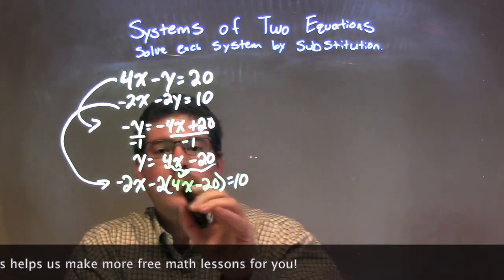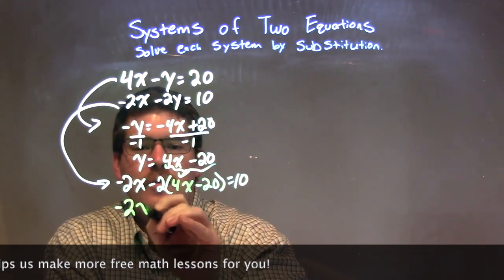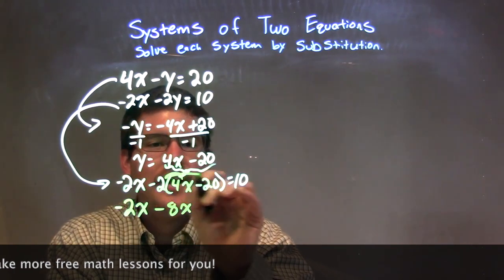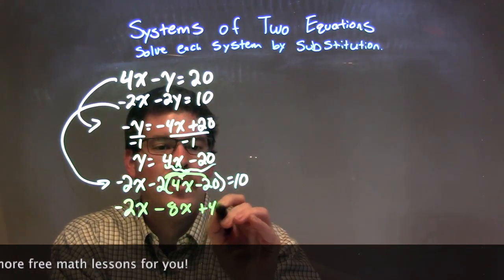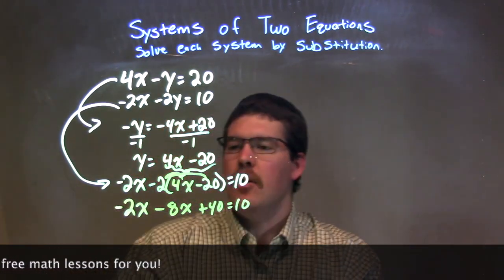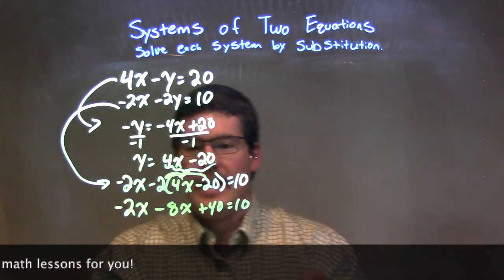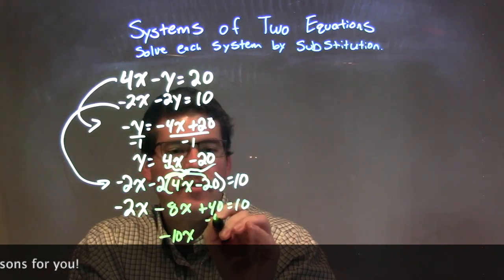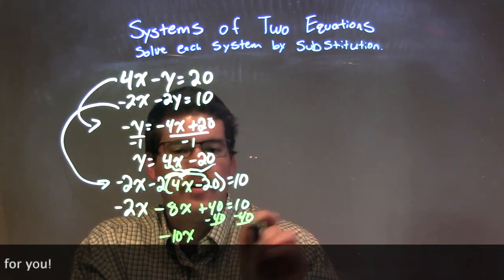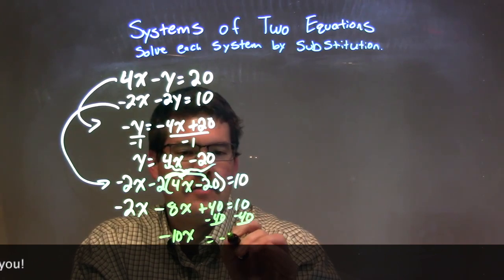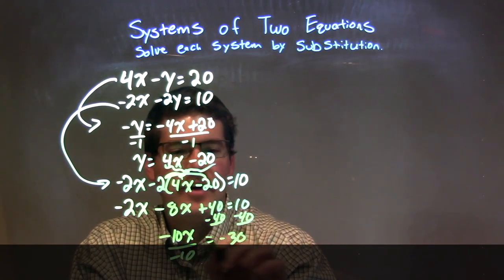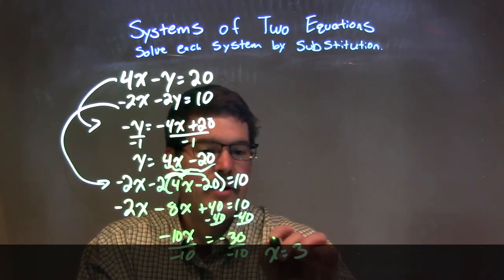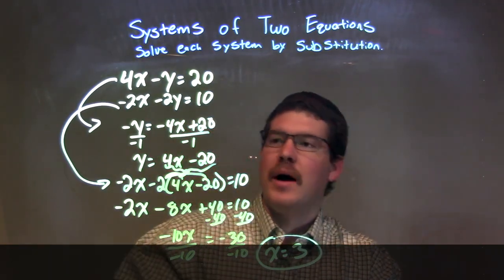From there, I need to distribute the negative 2 across. So we have negative 2x right here. Negative 2 times 4x is negative 8x, and negative 2 times negative 20 is positive 40, equals 10. So let's combine. Negative 2x minus 8x is negative 10x. If I subtract 40 from both sides, 10 minus 40 is negative 30. Divide by negative 10 on both sides, and I have x equals positive 3.